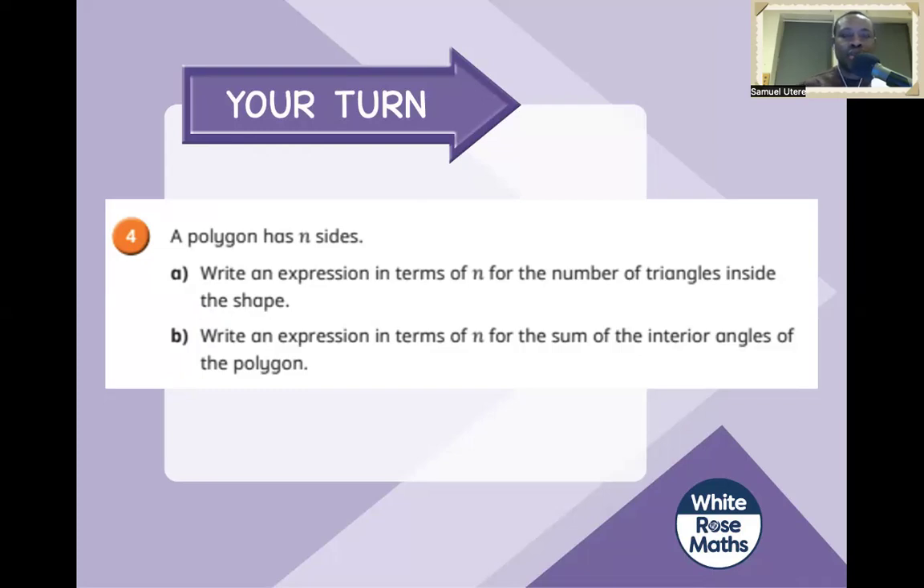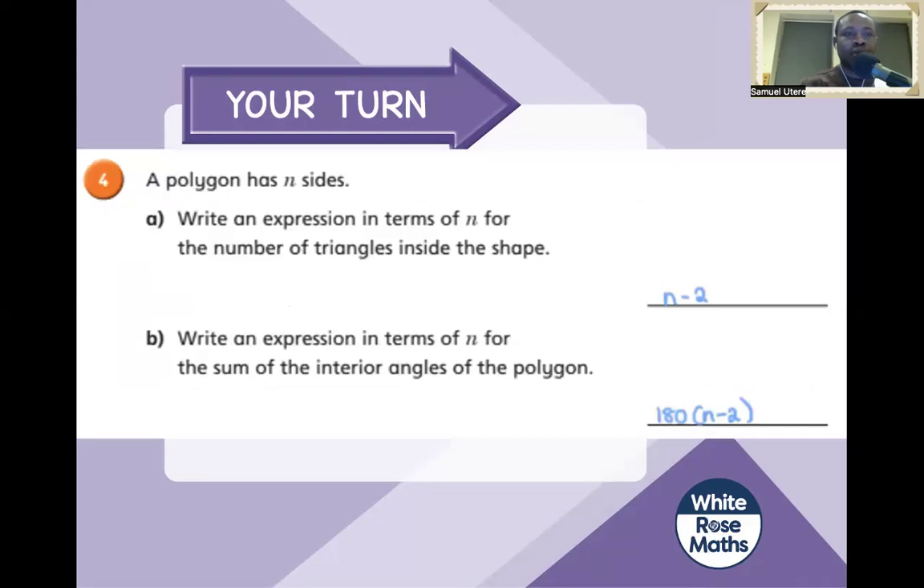Assuming you've paused the video and you've answered the question, here are the answers. Let's discuss them. For question 4, you were asked to write an expression in terms of n for the number of triangles inside the shape. It's n subtract 2. So by now you should know if n is the number of sides, you can simply subtract 2 to find out the number of triangles that you can produce from the shape.